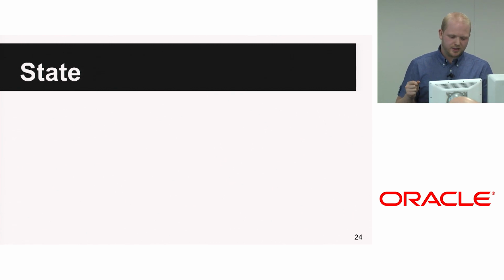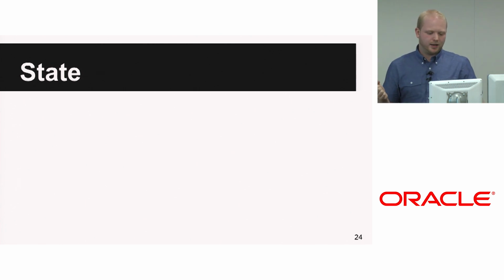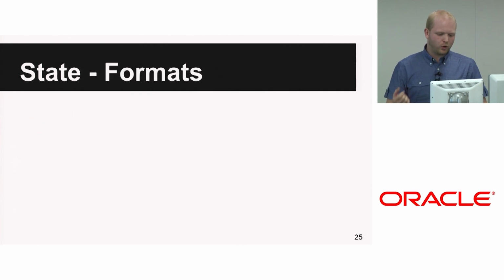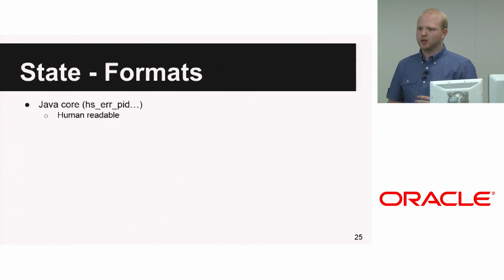So looking at state, it's a snapshot of the process at a certain time. I want to talk about the different formats that we provide, and also when and how you can get these snapshots. Looking at formats, we have our Java core, which from what I see is similar to HotSpot's hs_pid something, which is a human readable file.